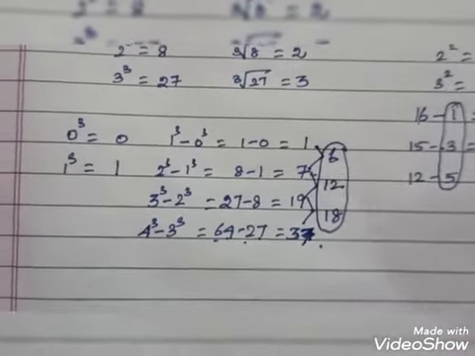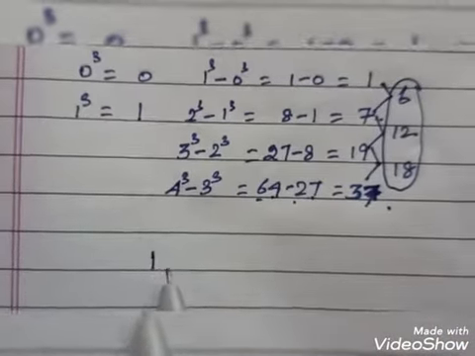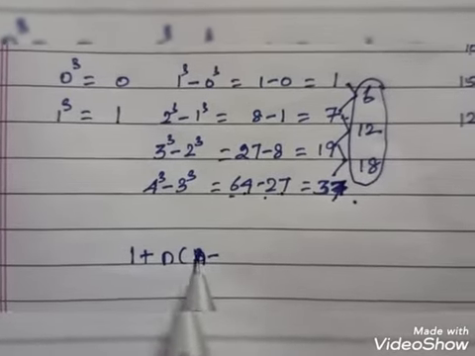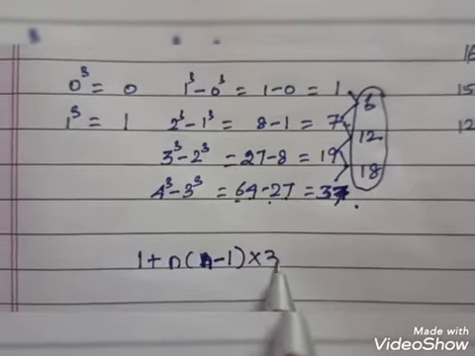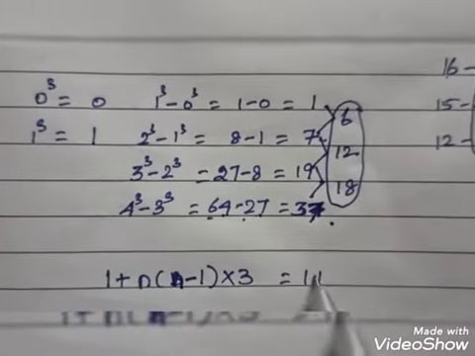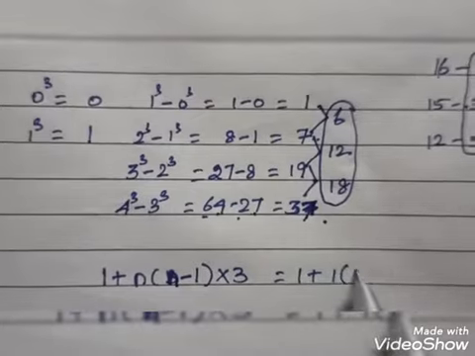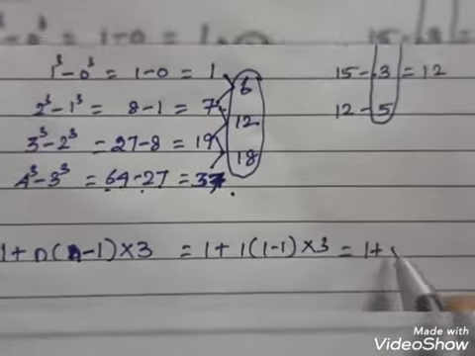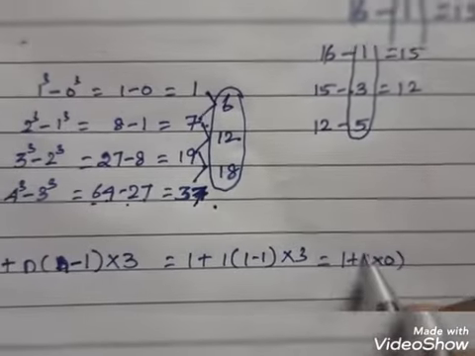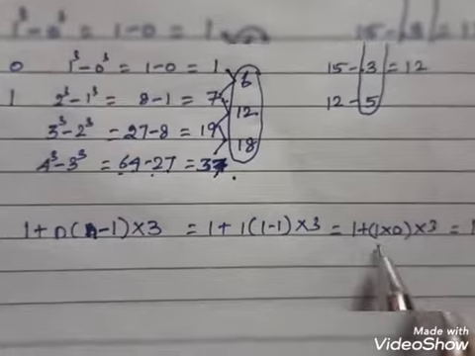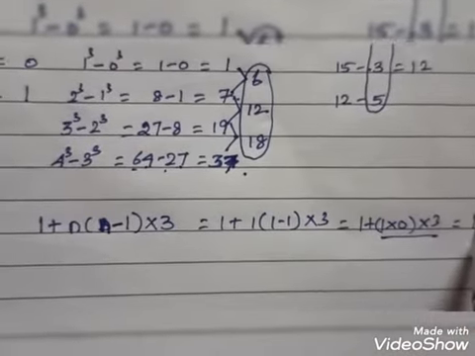So it can be written in the form 1 plus n into n minus 1 into 3. So if you give n equal to 1, 1 plus 1 into 1 minus 1 into 3, 1 plus 1 into 0 into 3, which is equal to 1.